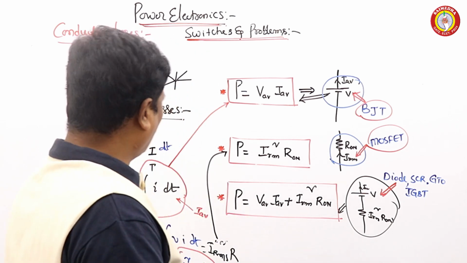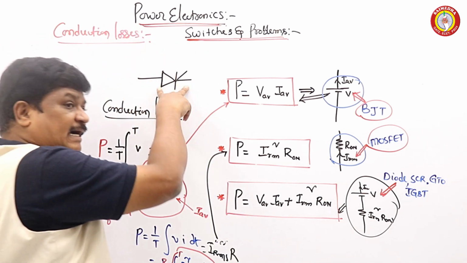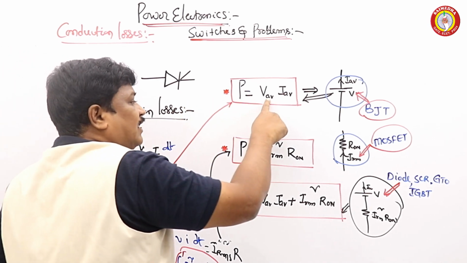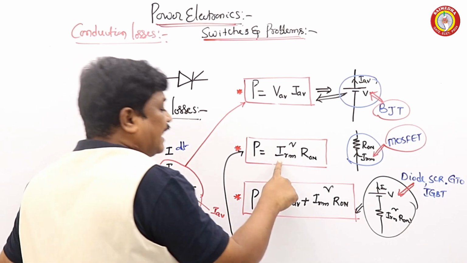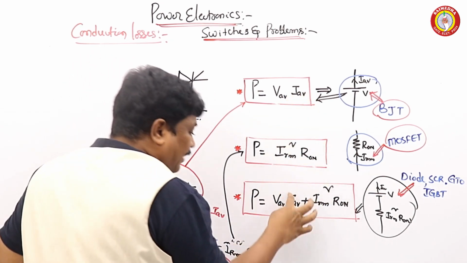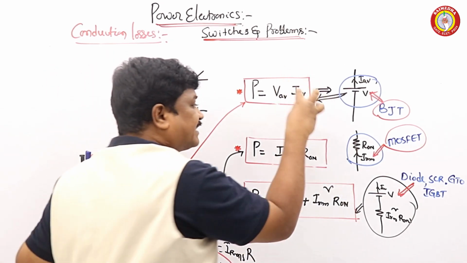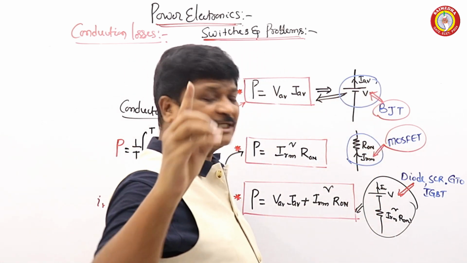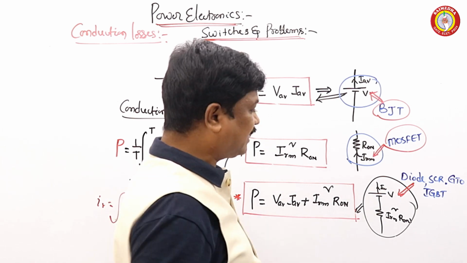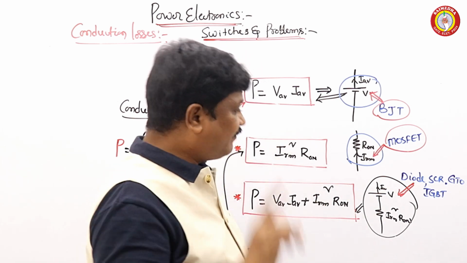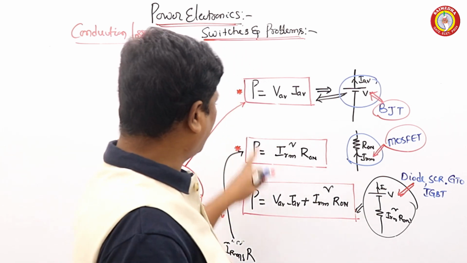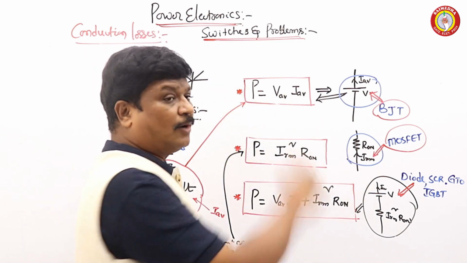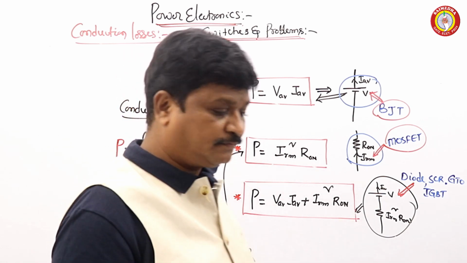Are you clear? During the device conduction, there are conduction losses. Conduction losses can be taken as V average into I average, or IRMS square into R. Both combinations we can take. For these cases, I have given the model for you. Work out on that one and come back to me. Now we will do some problems on this particular topic of conduction losses.